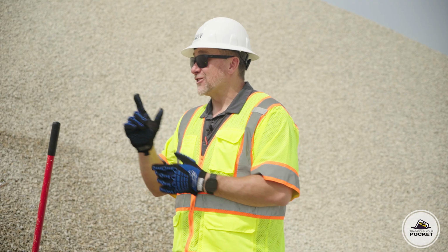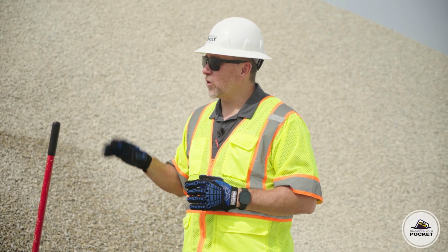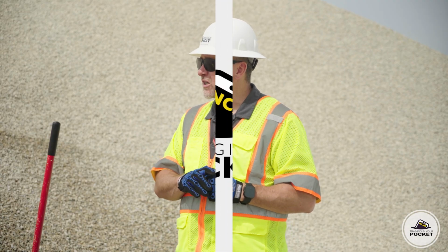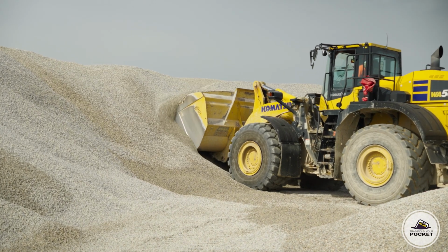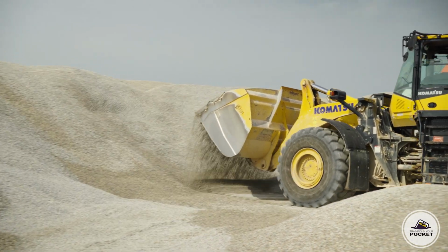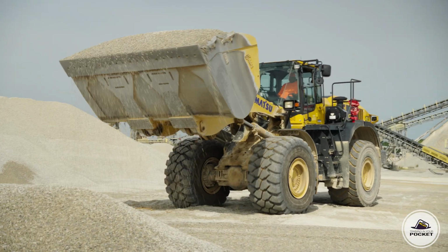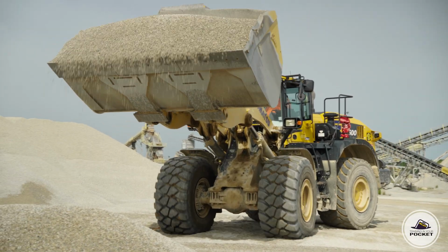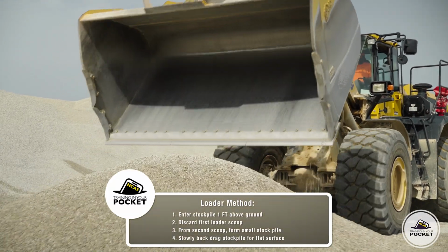Ah, great. So R90 does allow the use of the front-end loader. So with that method, the loader operator is going to take a scoop from the stockpile, making sure that they're at least 1 foot above the bottom because we don't want any contamination from underneath the stockpile. They're going to take that first scoop and waste it, dump it off to the side. Now they're going to take a second scoop from that same location. They're going to pull that over to the side.